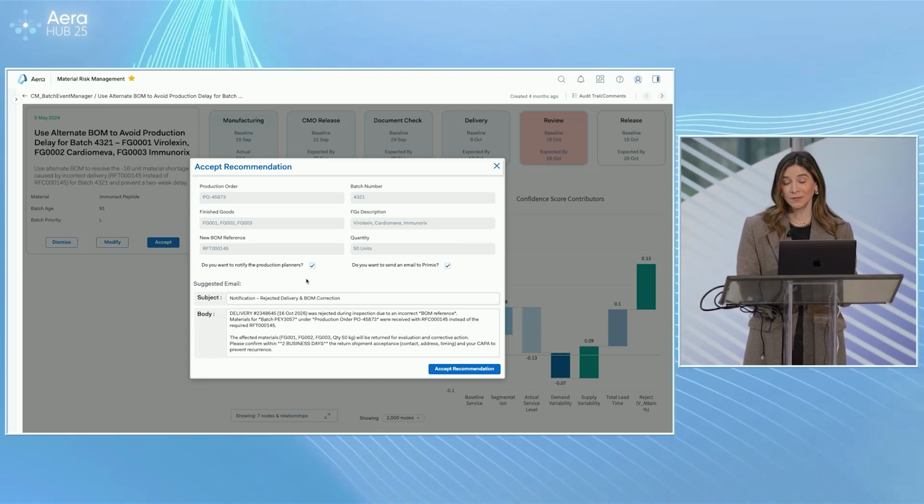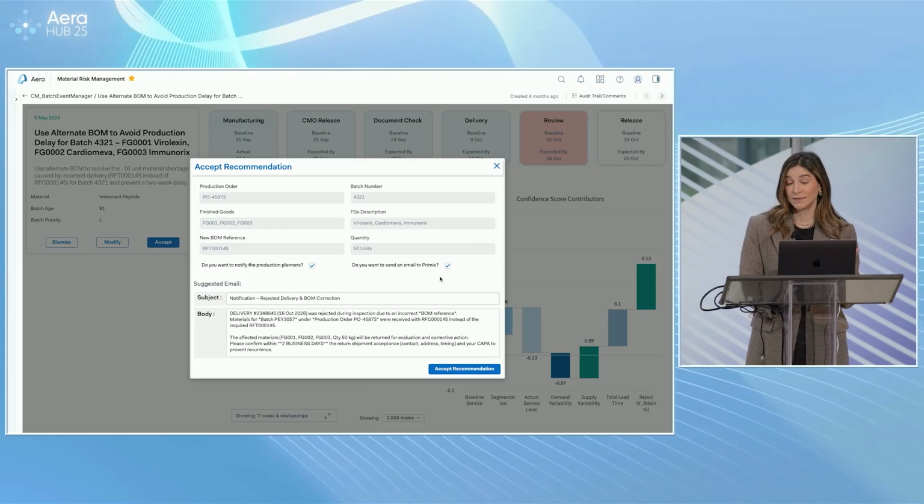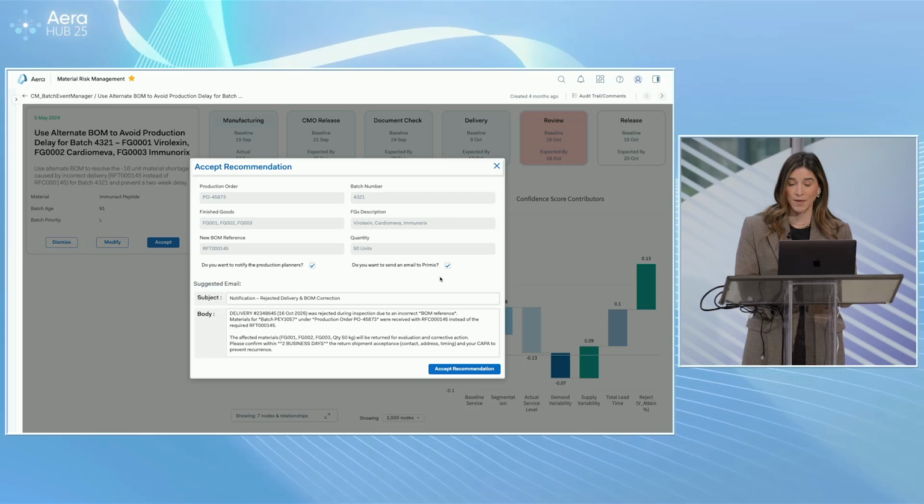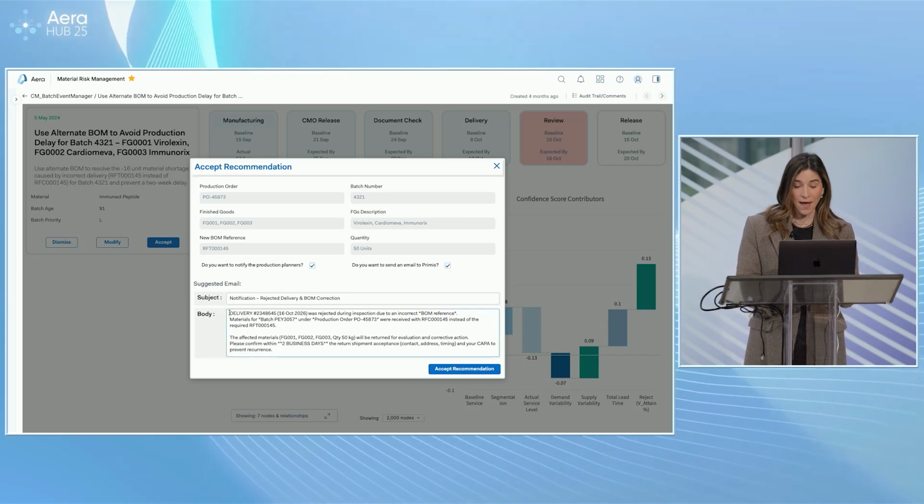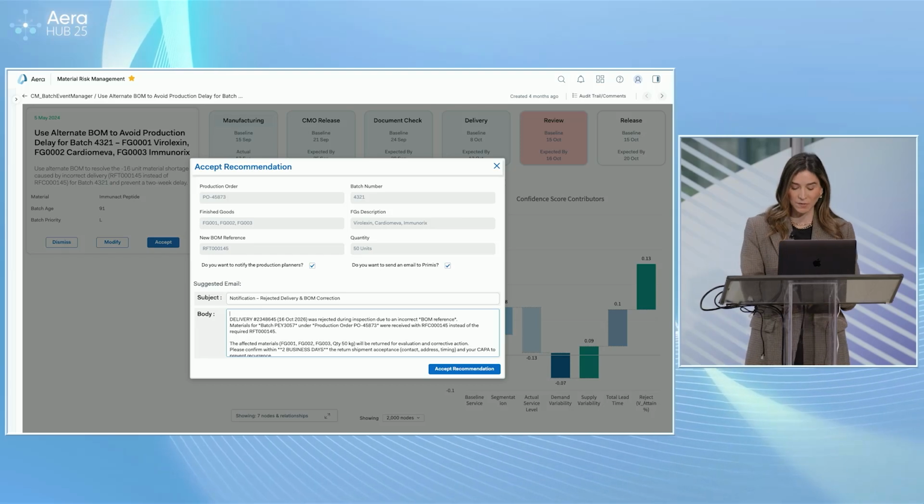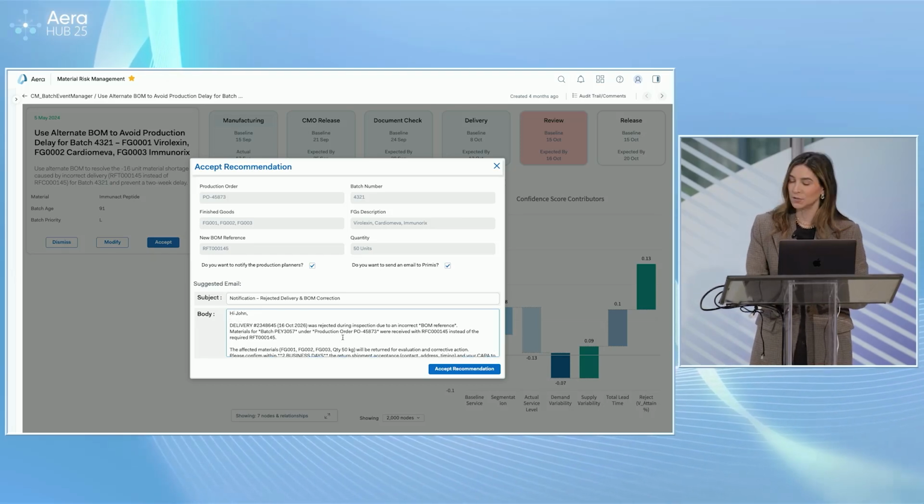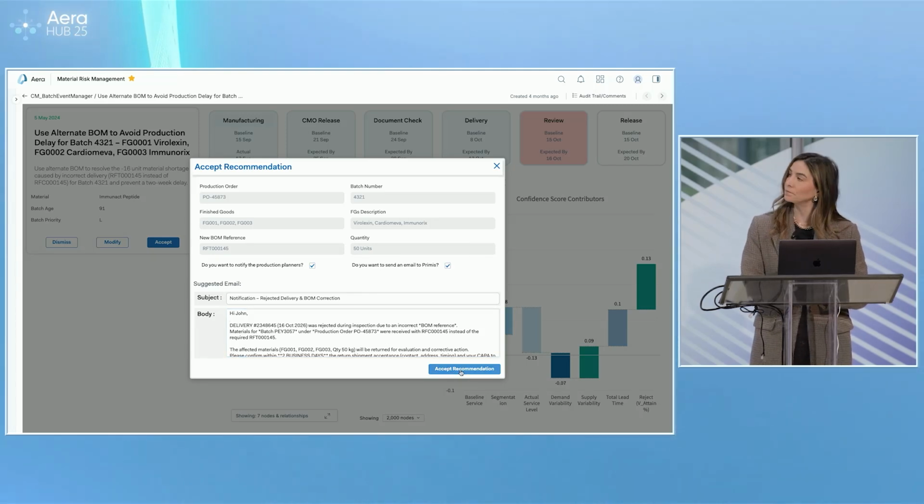And then I may also want to notify my production planners that they're going to be using an alternate BOM. And then same thing with that supplier. I may also want to tell them, hey, we had an issue with your delivery. And I even have a recommended text for my communications, but I can tweak it as needed if I wanted to add my personal message for that supplier as well. So Aera is managing the execution and the communication here. That's correct, yes.